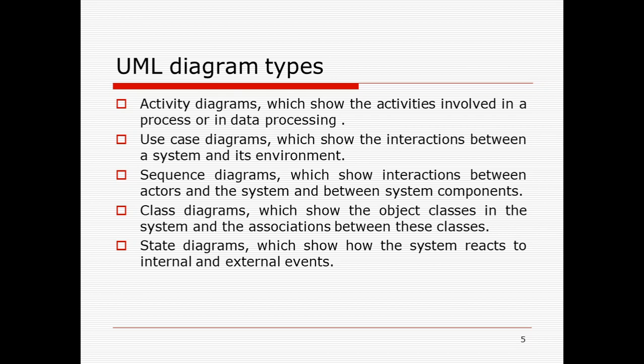the sequence diagram. Class diagram actually shows the object classes in the system and the association between these classes. So the different object classes that are involved in the system are shown using the class diagram, and also the way they interact with one another. State diagram is basically used to capture the dynamic environment of the system. That is, how the system reacts to internal and external events is shown using the state diagram.